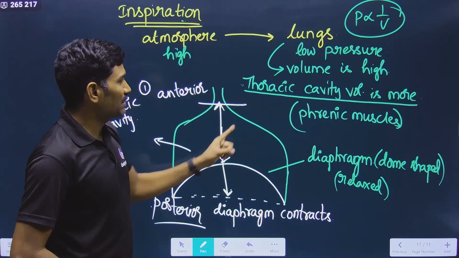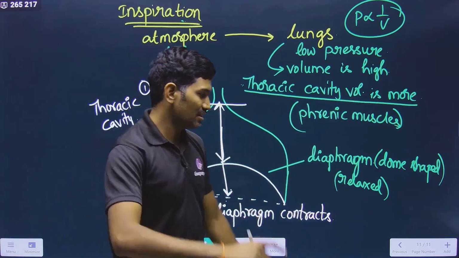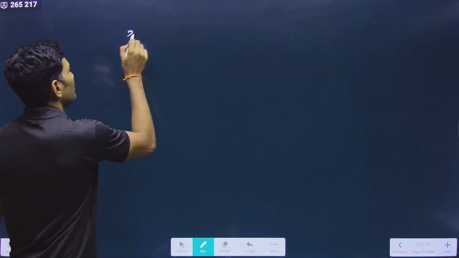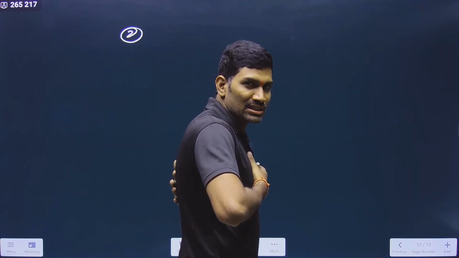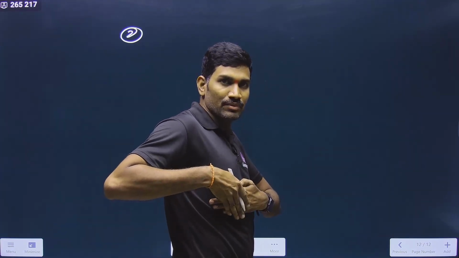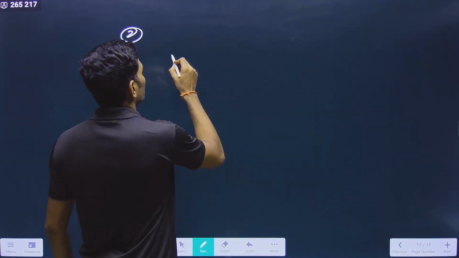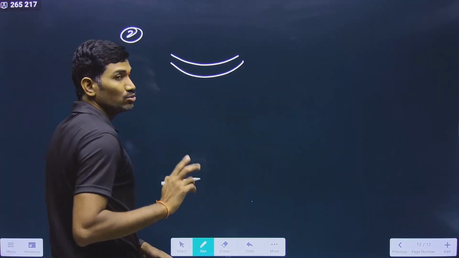So that means it is helping in increasing the thoracic cavity volume. Not only this, there is another thing that is also helping in increasing thoracic cavity volume. What is this one? This is dorsal, this is ventral, right? Now you just understand this. Between the ribs, there are some muscles. Suppose these are the ribs. Between these ribs, there are muscles. Two types of muscles are there.